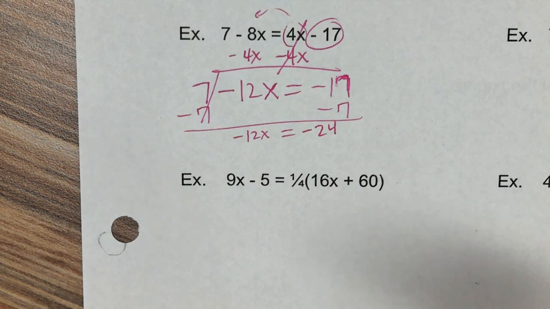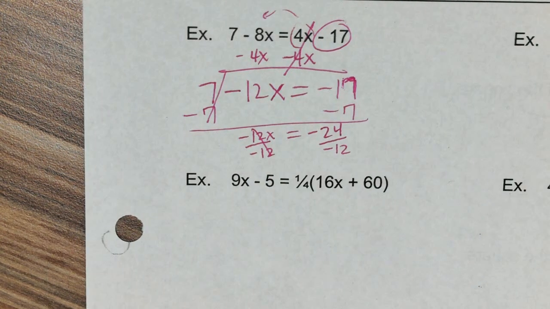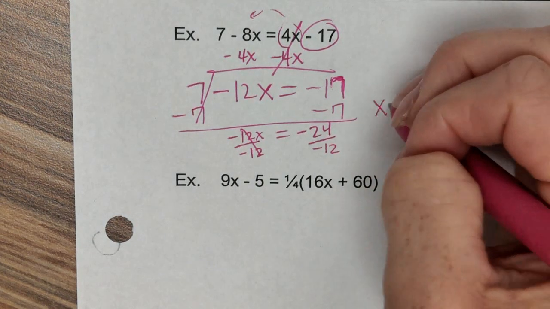I'm going to get rid of the coefficient by division. And negative 24 divided by negative 12 is positive 2.